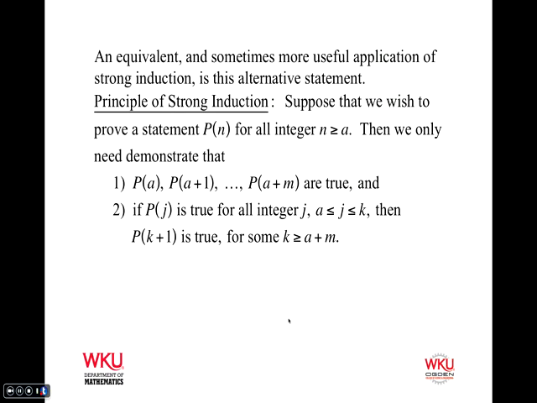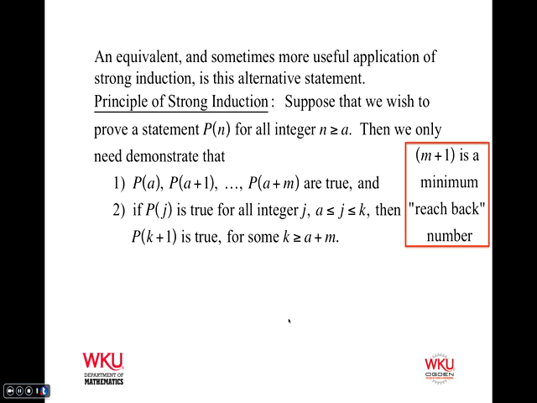It goes like this. Suppose that we want to prove a statement dependent upon n, for integer n, and we've got a starting point a. Then we know how far we have to reach back. So we prove enough things at the beginning to where, when I get here, I can reach back and get those things. So m is involved in what I call kind of a minimum reach back number.